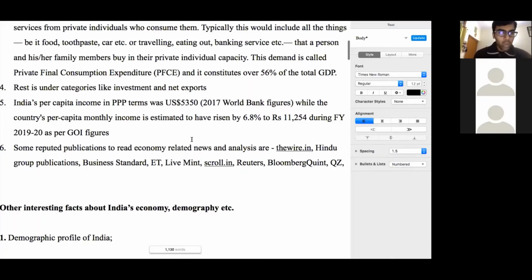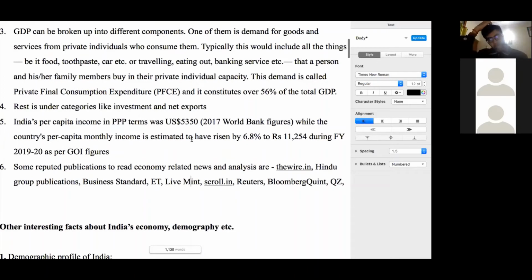Okay. So I was coming back to India's per capita income in PPP terms. Now, as we discussed PPP earlier, India's per capita income in PPP terms was US dollar 5,350. These are 2017 World Bank figures. The figures were available later also, in 2019 and 2020, but in the World Bank tables, the latest figures given are for either 2017 or 2018. Even if you go to the World Bank website, you would see that the latest figures given in the tables are only available for 2017. And maybe if they have updated it in the last 2-3 months, then probably it is 2018.